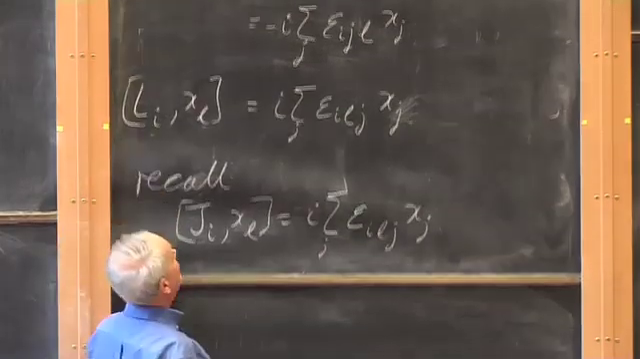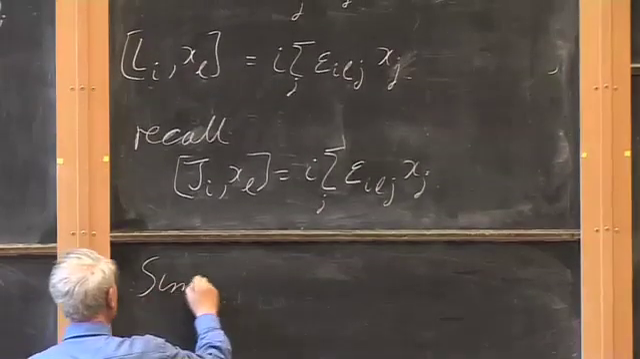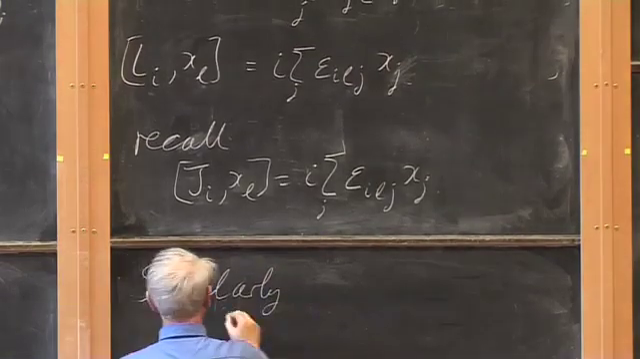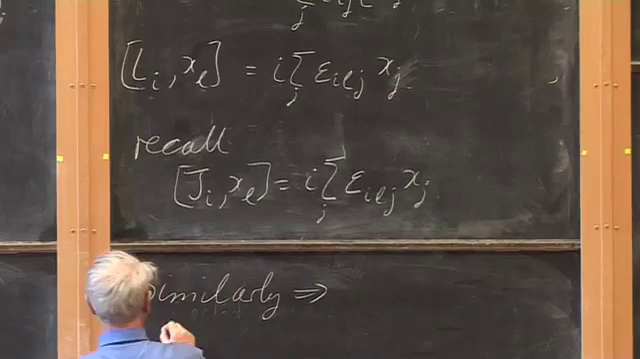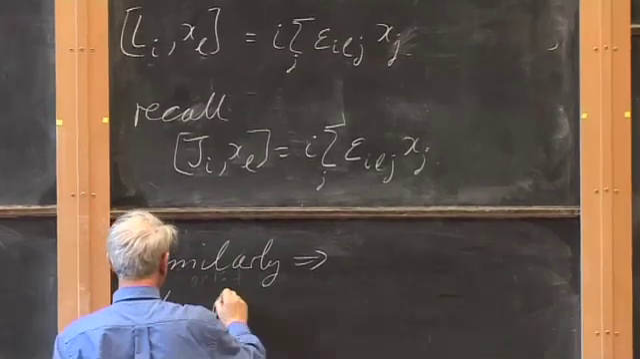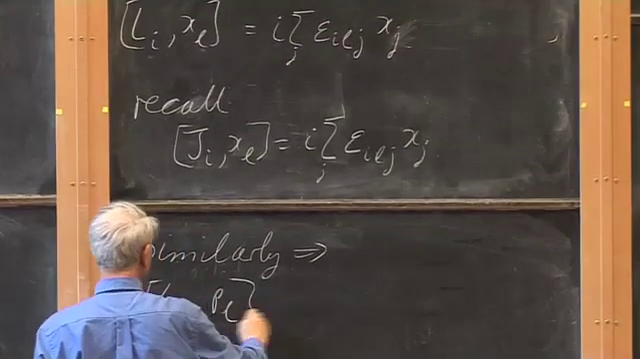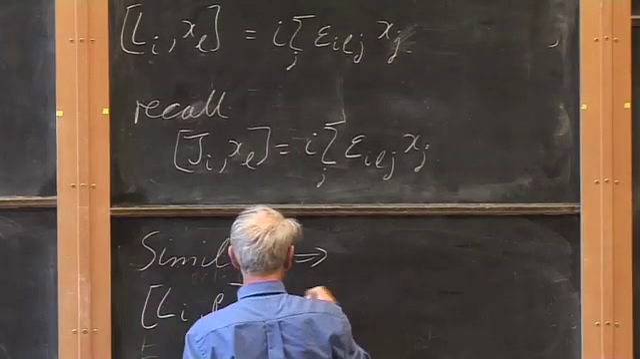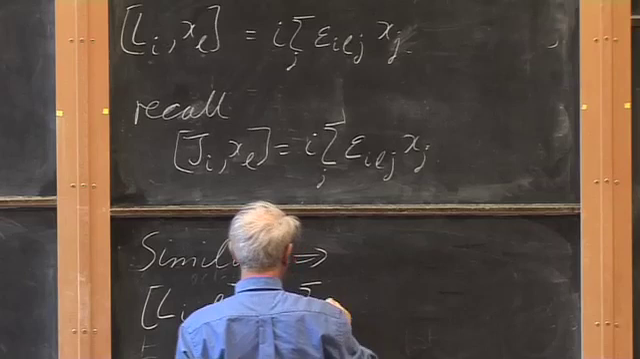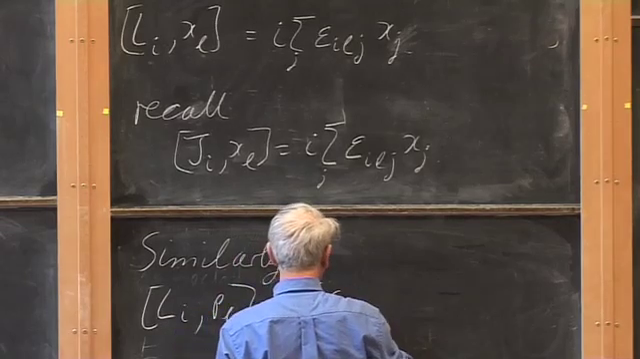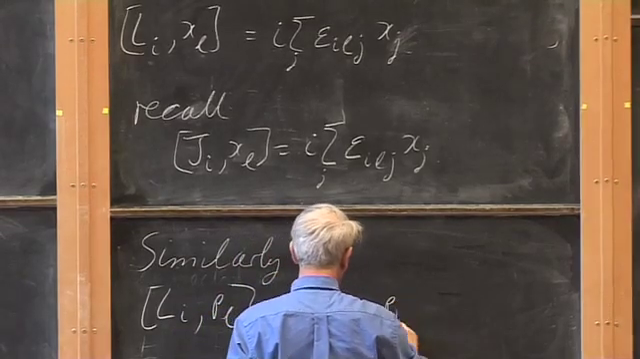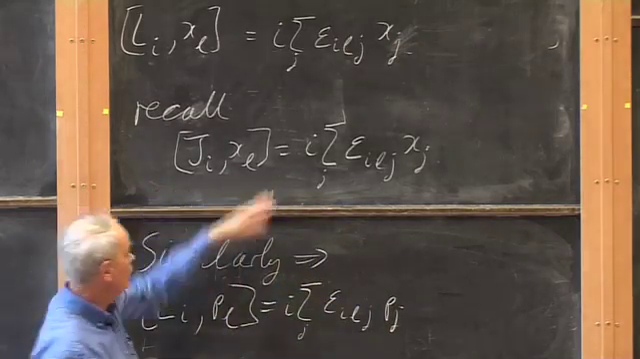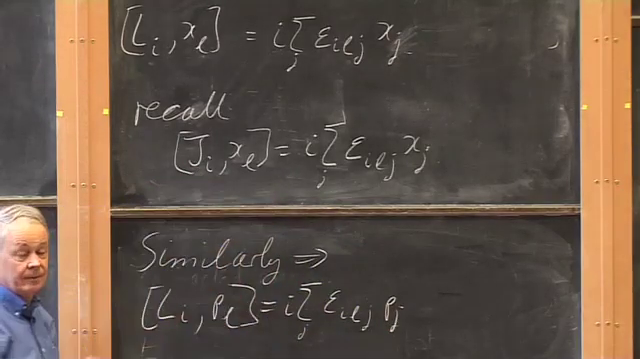Similarly, in a precisely analogous calculation, we find that [Li, pl] is i times the sum over j of epsilon i l j pj, which mirrors, and there's an analogous relationship between j and p.